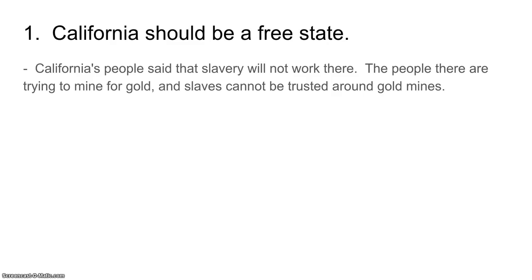All right. So the four things that the Northerners are going to be negotiating on, and here are their positions. First, they think California should be a free state. Why? California's people said that slavery wouldn't work there. Seems pretty clear to me. If the people of California don't want something, then why should it exist there? The people there are trying to mine for gold, and slaves can't be trusted around gold mines. So if you're a Northerner, that's your argument.